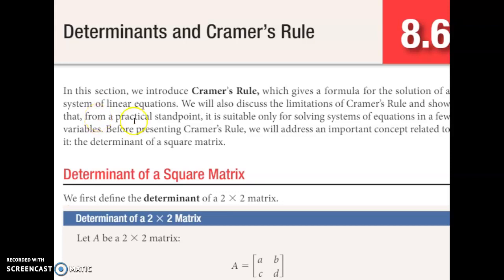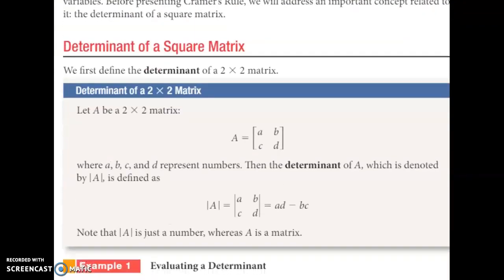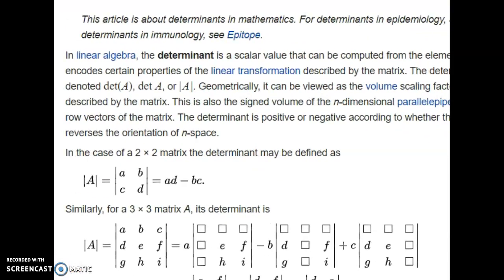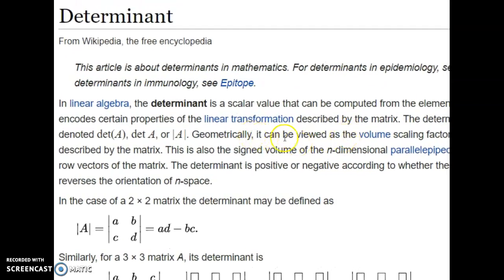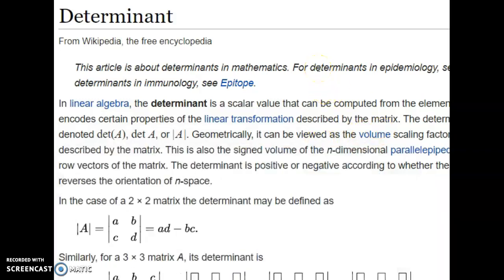This is a section on determinants and Cramer's rule. And so here's the determinant. And I actually had to look it up to get across what a determinant is. It's kind of interesting. If you look at Wikipedia, which is echoed by other websites too, they pretty much say, hey, it's a volume scale, the volume of this box that you make with a matrix in three-dimensional space.